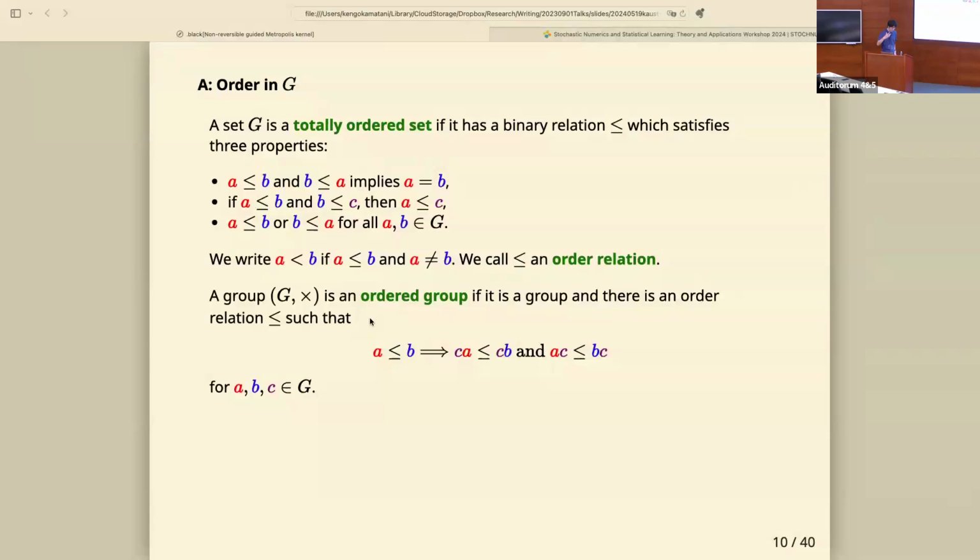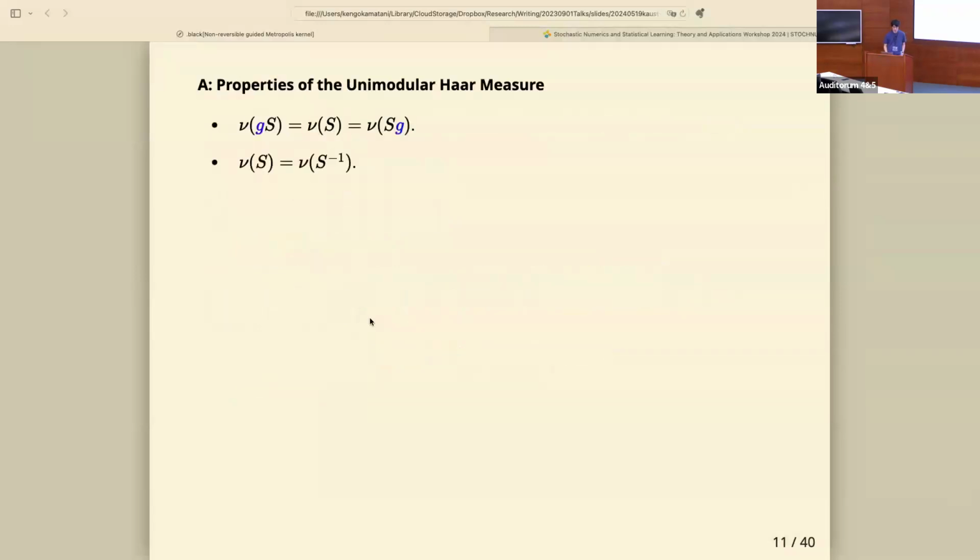In the original space, Gustafson's case, they consider one-dimensional Euclidean space, and in that case, Lebesgue measure was the underlying measure. But in our case, we consider unimodular Haar measure. It's not complicated yet. It has nice properties.